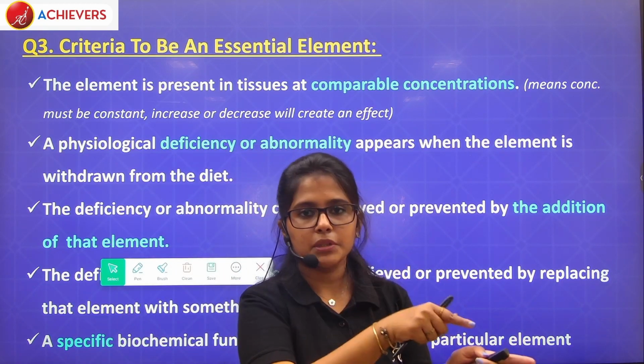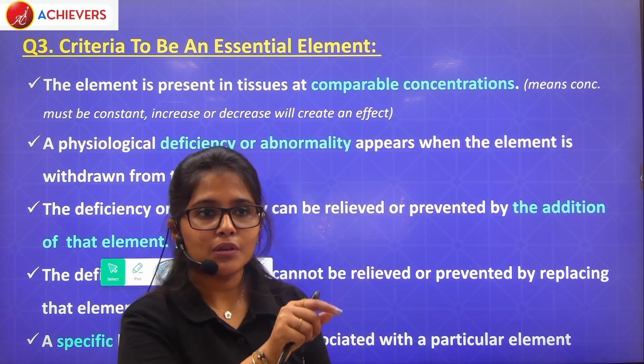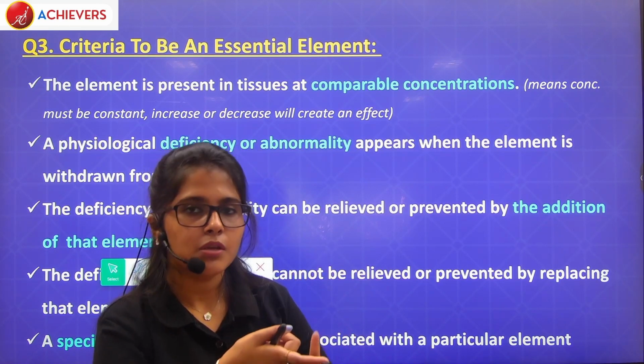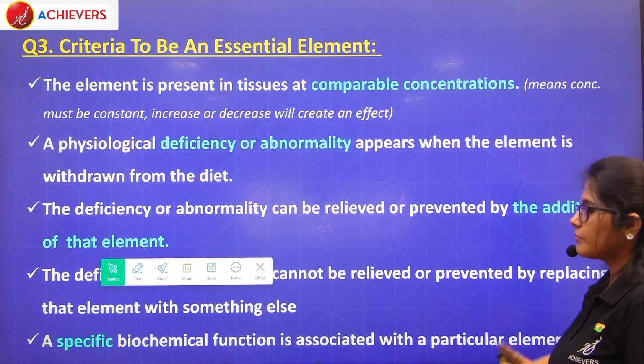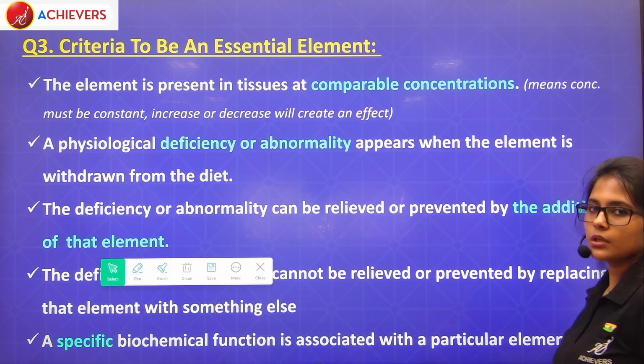This particular nerve signal, it's happening because two essential elements are linked to it, sodium and potassium. So that is what the final point is. A specific biochemical function is associated with a particular element.